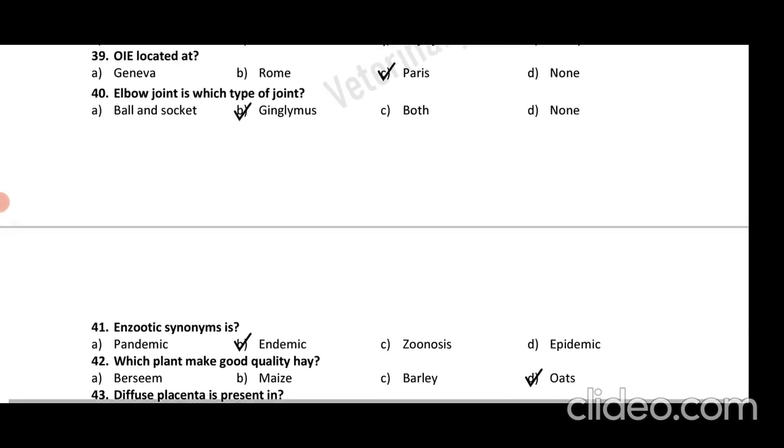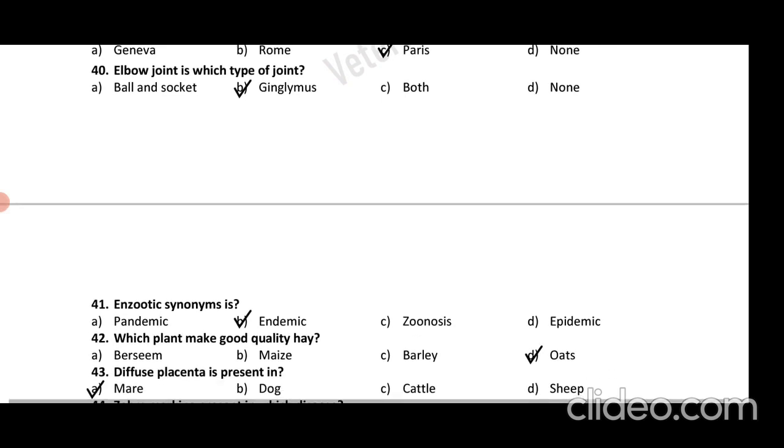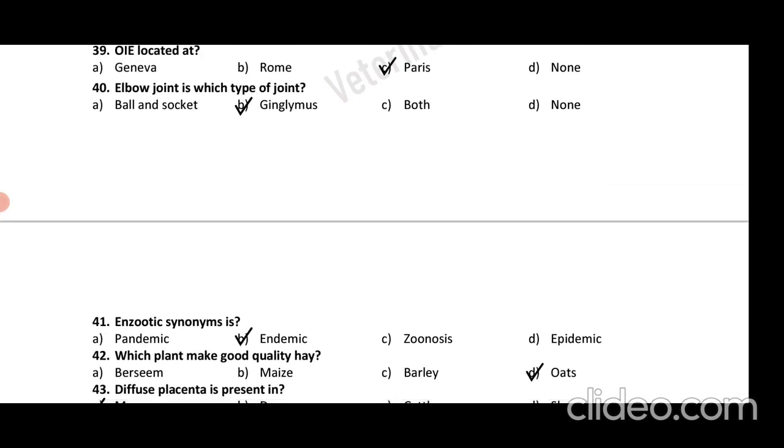Which plant makes good quality hay? Oats, or in Urdu it is called jai. They make good quality hay. Do not confuse jai and jo. Jai is oats, and jo is barley. Do not confuse oats with barley. Their names in Urdu are a little bit confusing, jo and jai.